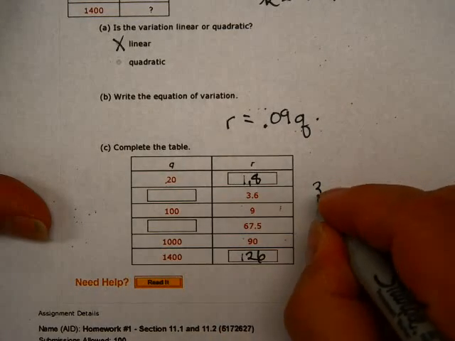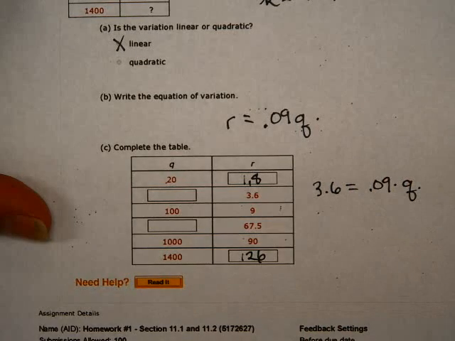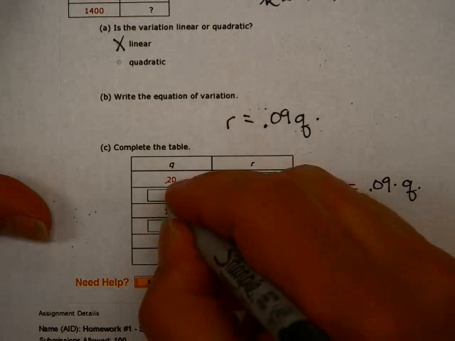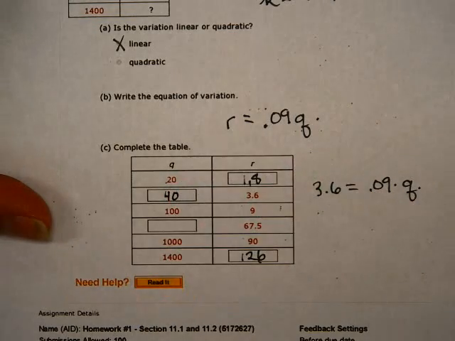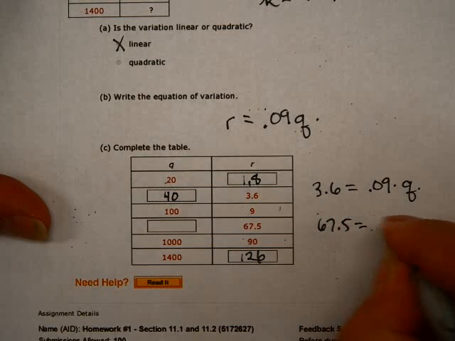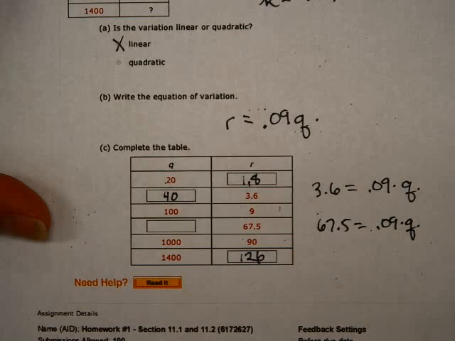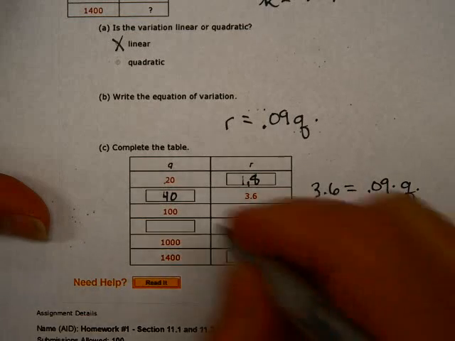You could say 3.6 equals 0.09 times q. So q equals 3.6 divided by 0.09, which is going to be 40. And 67.5 equals 0.09 times q. And again, 67.5 divided by 0.09 is 750.